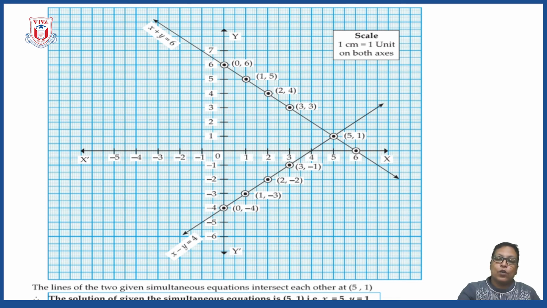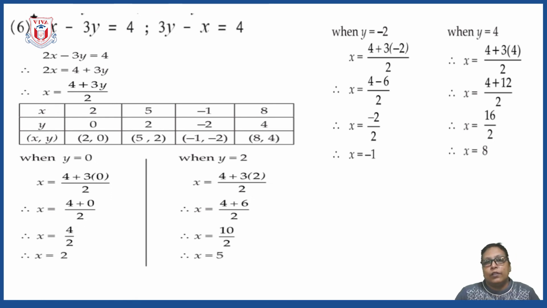Okay. One more sum I have taken. You will find that question number 6 is star marked. Okay. Here, why is it star marked? Because you will observe equation number 1 is not that simple. That is why it is star marked. So let us see now how to prepare the table for equation 1. Equation 1 is 2x minus 3y is equal to 4.